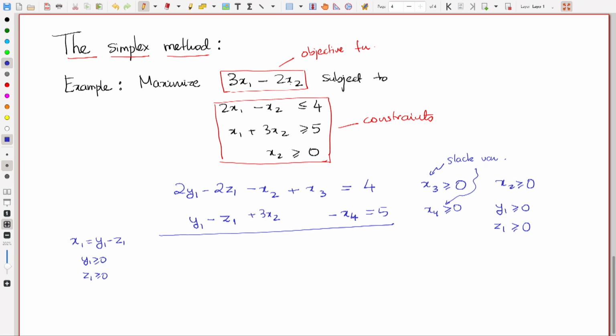Now let us look at this objective function. I need to also rephrase this, right. The objective function usually is just called z. Z is equal to 3 times y 1 minus 3 z 1 minus 2 x 2, right, because x 1 is y 1 minus z 1.